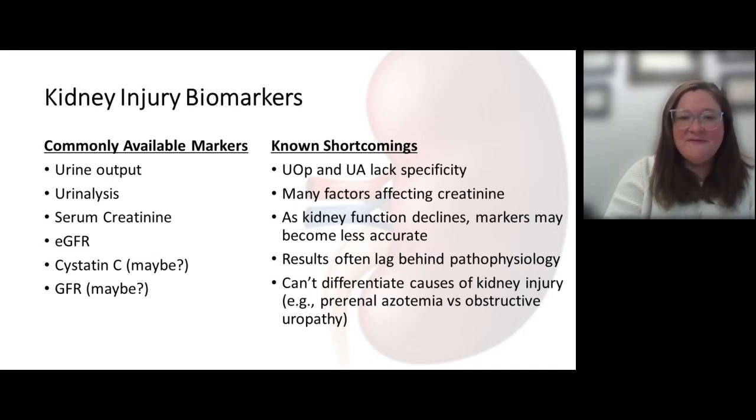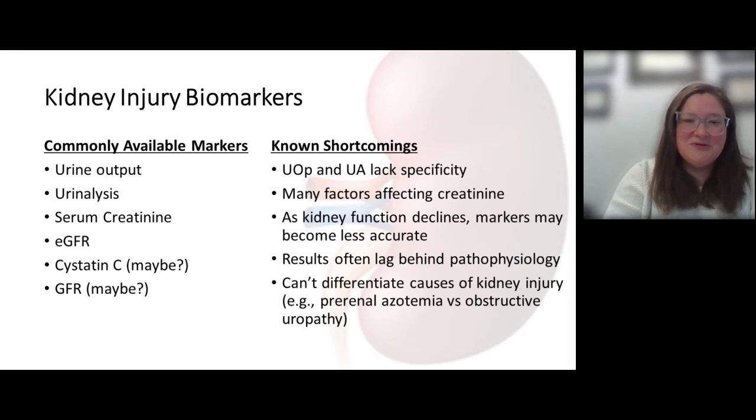There are some imperfections to all of these, and so cystatin C has risen up in the last few decades. Not every laboratory and every institution will have this readily available, but if it is, it can be quite beneficial. And then finally, you can do a direct assessment of glomerular filtration rate, but this is a complicated test and not always available in all institutions.